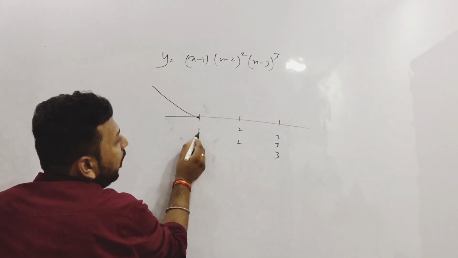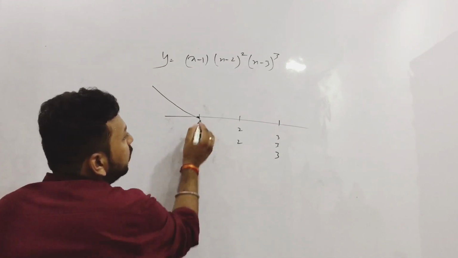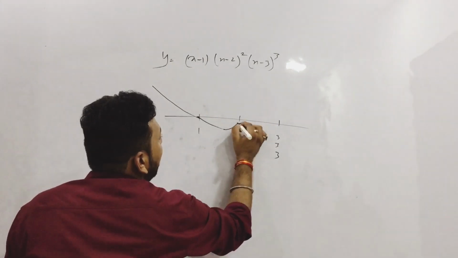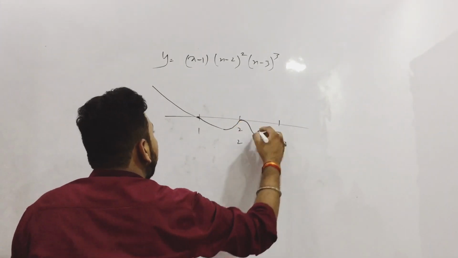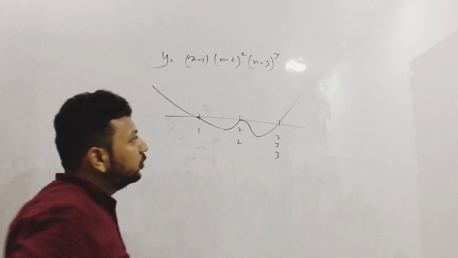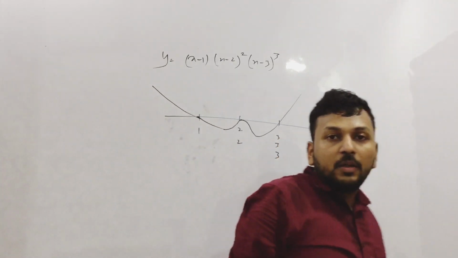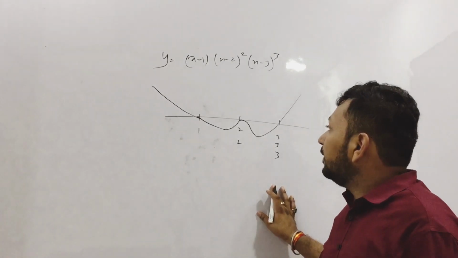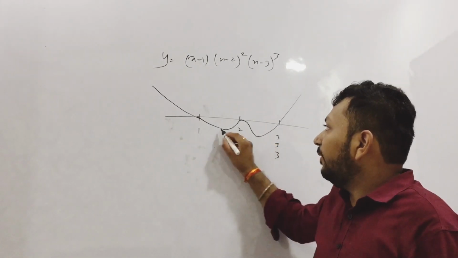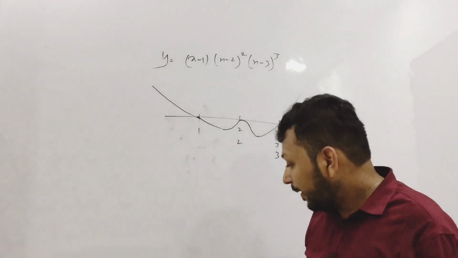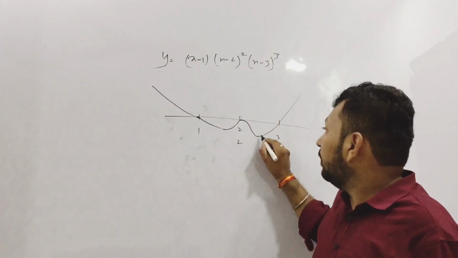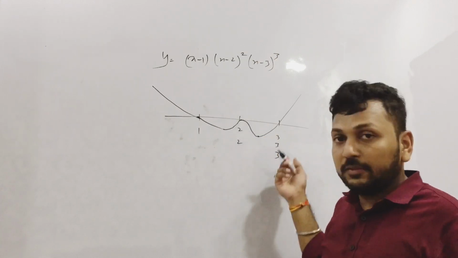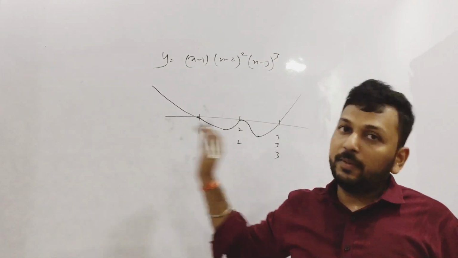There is only an odd number of times, 1, so it will cut. 2 times it is there, it won't cut, it will bounce back. 3 times it is there, it will cut. So the graph is going like this. Okay, the graph will go like this. So as you can see, the graph is negative here, but the range is not from minus infinity to plus infinity. Range is from this point to infinity. Yes. So this is one thing, but the domain is from minus infinity to plus infinity.